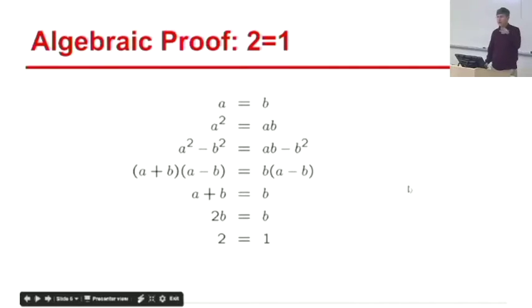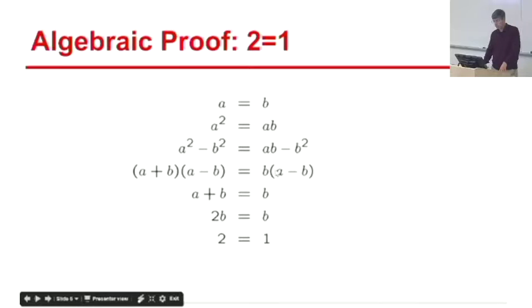Has anybody ever seen a proof like this, that 2 equals 1? Okay, so what is the proof of 2 equals 1? It starts out that A equals B, multiply both sides by A. Now you're subtracting B squared from each side. Now when you got this, you can factor this. This gets factored as A plus B times A minus B.